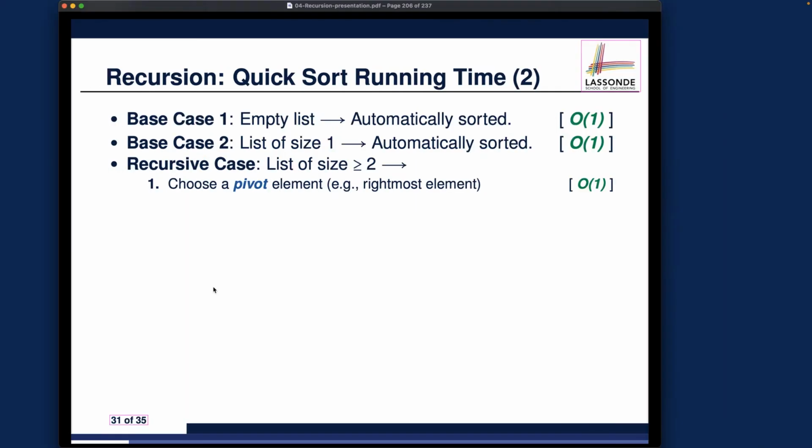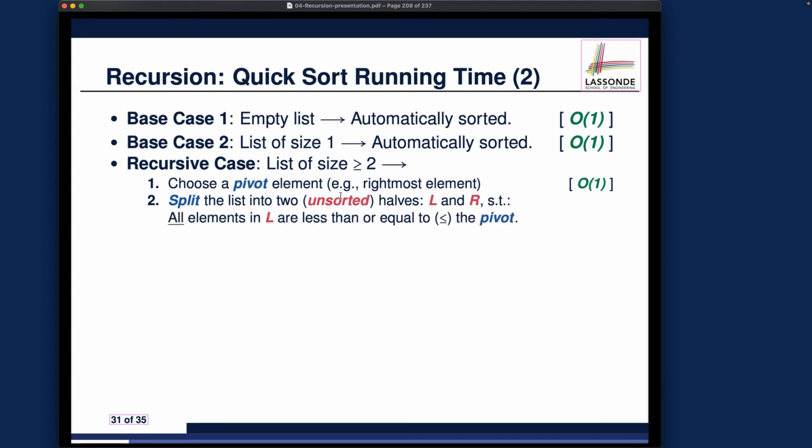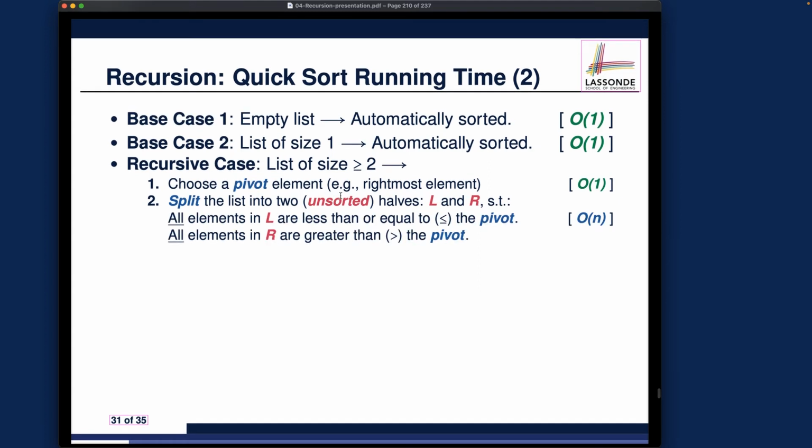And let's go on to the next step: to split the list into 2 halves, L and R. Here I say unsorted, but in some way they have to satisfy the following property. Every element in L must be less than or equal to the pivot, and every element in R must be strictly larger than the pivot. Even though they're unsorted, you should really know the property they ought to satisfy. That's exactly what I just meant about the left and right.